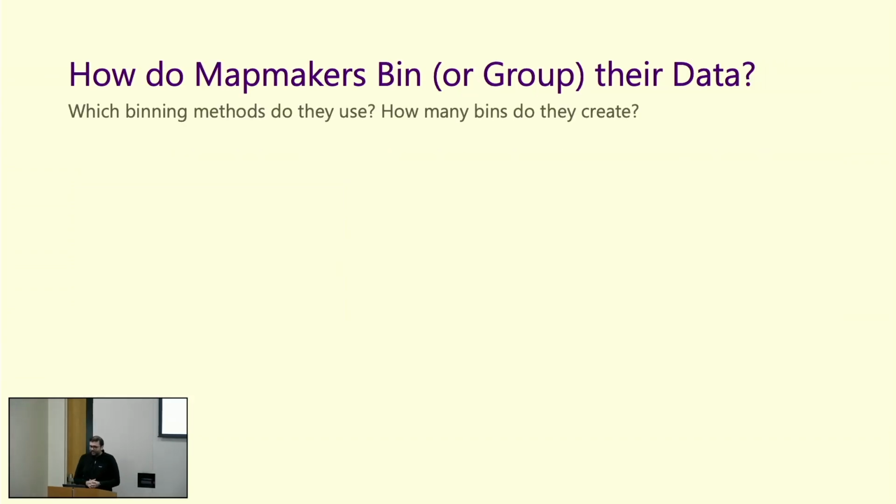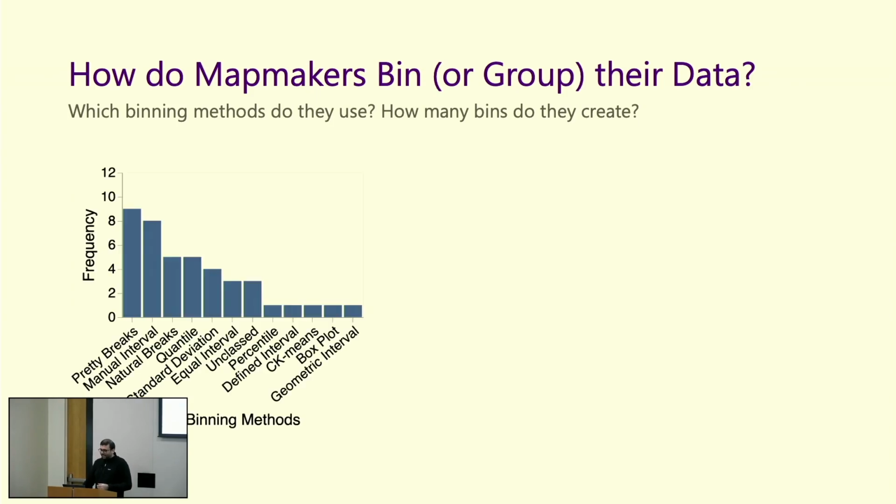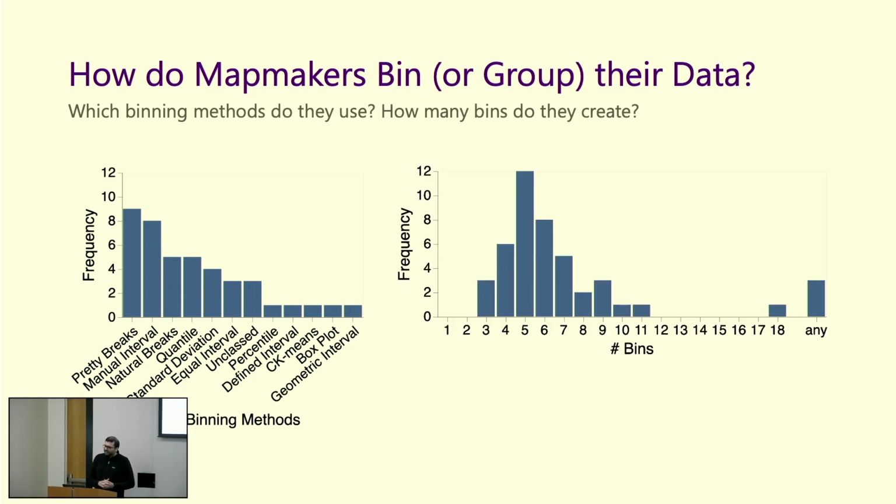In terms of data binning methods, they mostly used pretty breaks and manual breaks. Both methods involve making custom bins as per the data, so they didn't really rely on the statistical or the established literature ones. And in terms of number of bins, 5 to 6 bins were most popular, which aligns very well with prior cartographic literature and empirical studies.